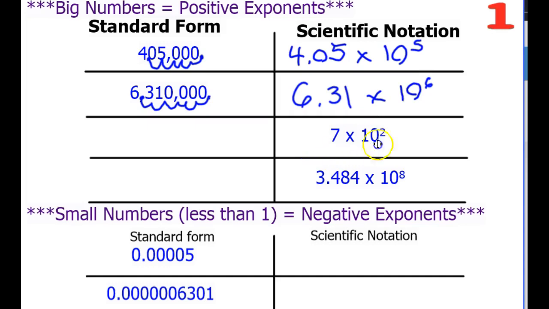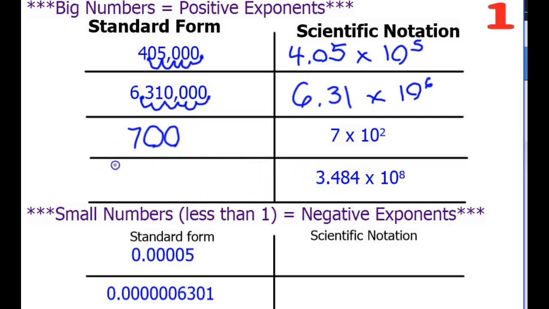Now if we're given the scientific notation, we have 7 times 10 to the 2nd power. We need to write a 7, and we need to write 2 zeros. That's what it means by 10 to the 2nd power. So 10 to the 2nd gives us 700.